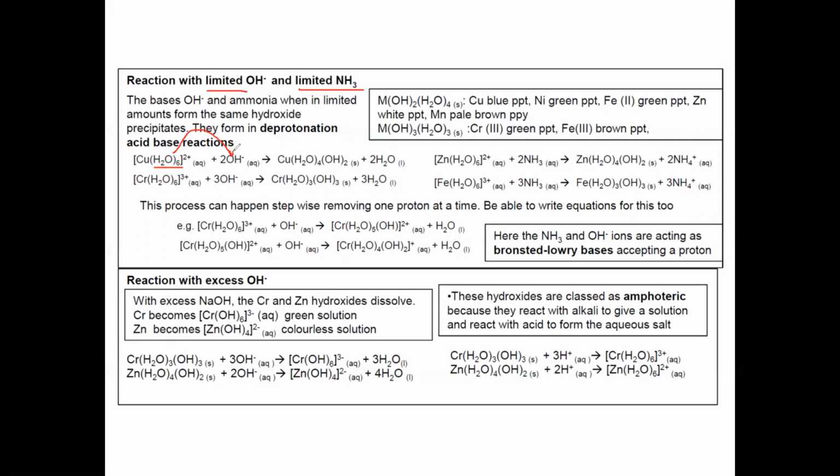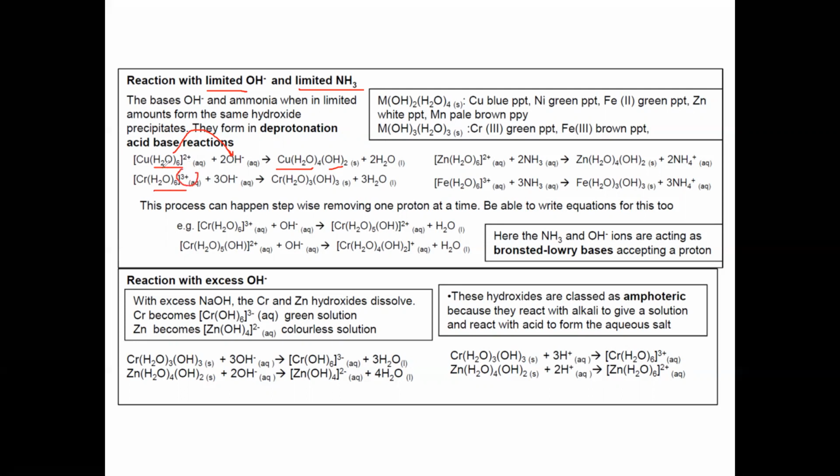So when two protons are lost, this will become copper(II) hydroxide plus 4 H2O, four water molecules are also there. And this will give a blue precipitate. Same thing for chromium, because chromium's valency is plus 3.